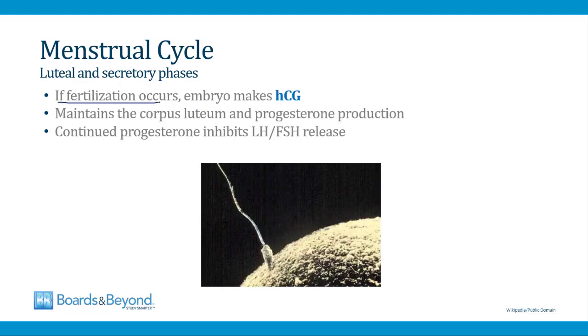Now, if fertilization occurs, in other words, if a pregnancy develops, then the embryo will start to make HCG, and this will maintain the corpus luteum so that it won't degrade and progesterone production will continue. Because of continued progesterone production, there won't be menses, and the progesterone will inhibit LH and FSH release, so another menstrual cycle will not begin.